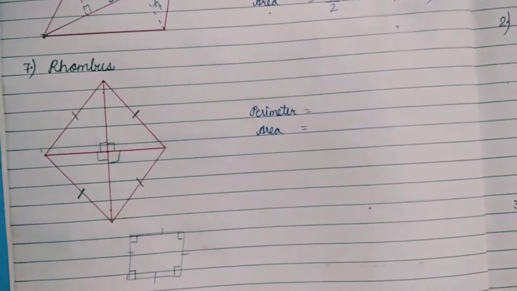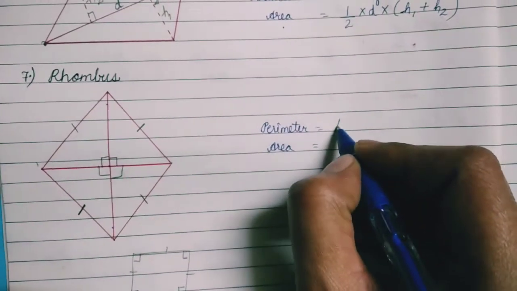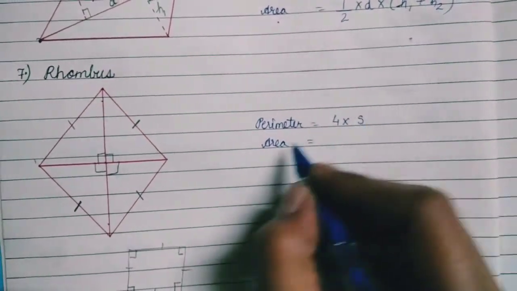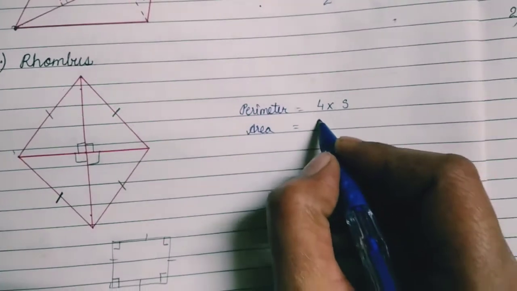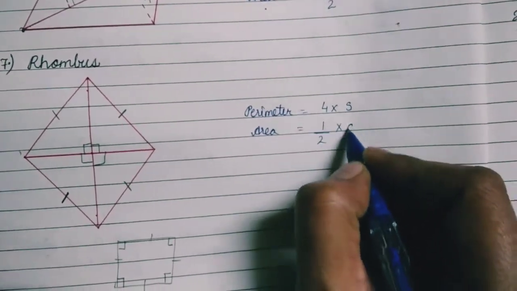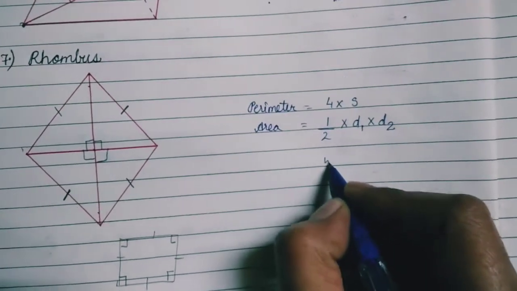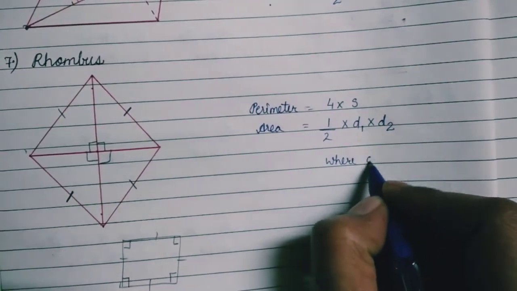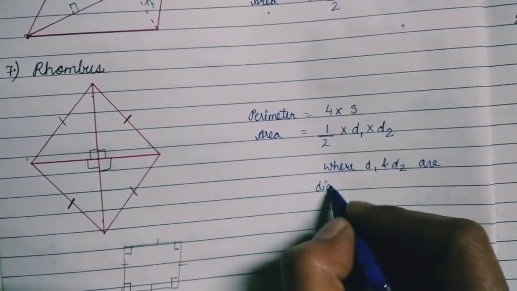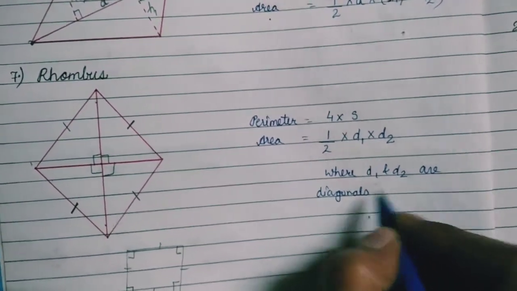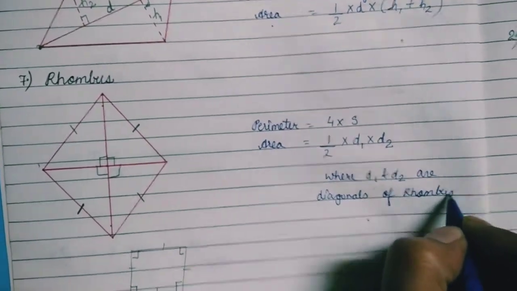Okay, so for its perimeter, all four sides are equal, so we can simply see that 4 into side will be the perimeter, and its area will be half into D1 into D2, where D1 and D2 are the diagonals of the rhombus.